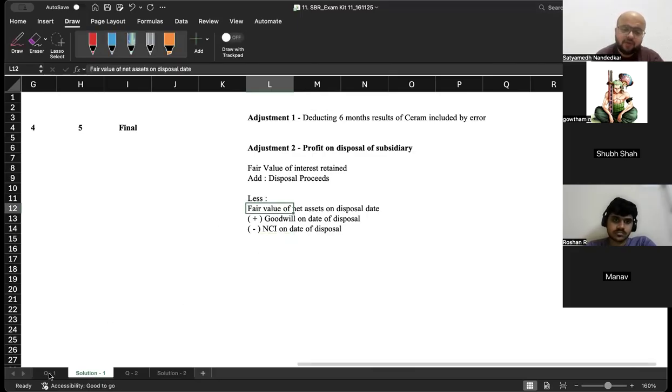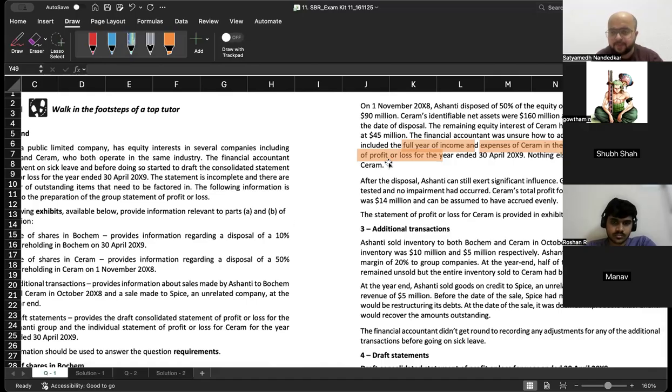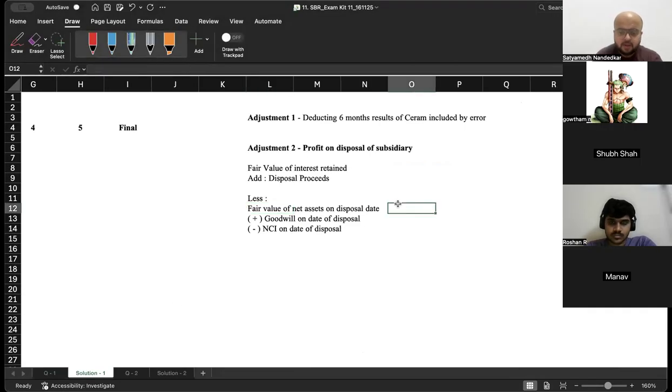What is fair value of net assets on disposal date? Serum's identifiable net assets were 160 million and NCI was 35 million at the date of disposal. Correct. So can we just straight away write this number without further thought, to complicate life unnecessarily? No need to do that. Some things can be easy. Let them be.